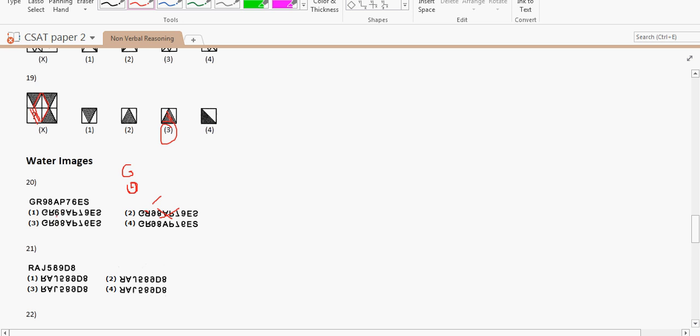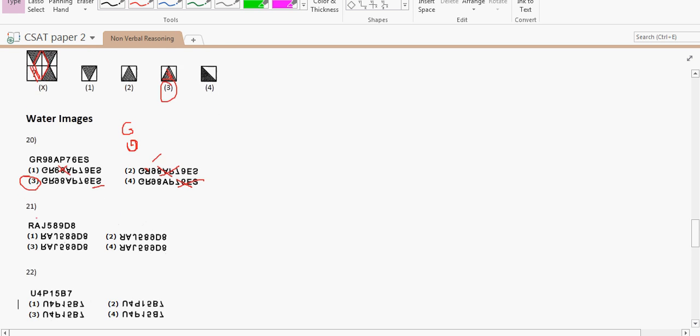Here G is right, R is right. In this one is 9 right? 9 is not right. In this one 9 is not right. So this is wrong. Here 9 is right, 8 is right, A is right, P is right, 7 is right, 6 is right, E is right, and S is also right. So this seems to be a better choice. And in the last one, G is right, R is right, 9 is right, 8 is right, A is right, P is right, 7 is right, 6 is right, E is right, but S is not right. So this is again wrong. Only 3 is the right option choice. So it becomes confusing sometimes because choices are very near. So you have to be very vigilant.